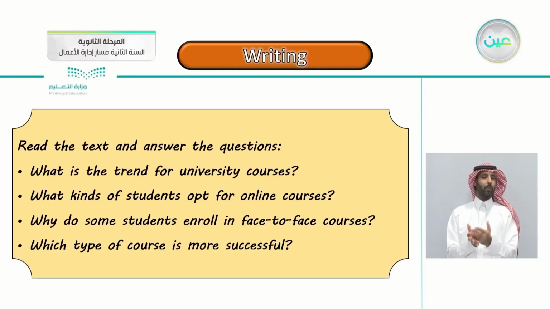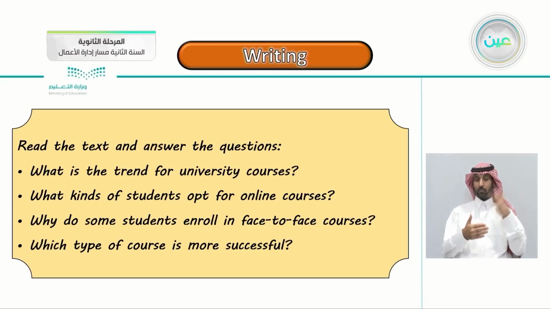So we'll be reading a text now. Read the text and answer the questions. What is the trend for university courses? Pay attention to the questions, which we will find the answers for in the next passage. Again, what is the trend for university courses? Number 2, what kinds of students opt for online courses? Remember, opt is the same as choose. So what kinds of students choose to go for online courses?